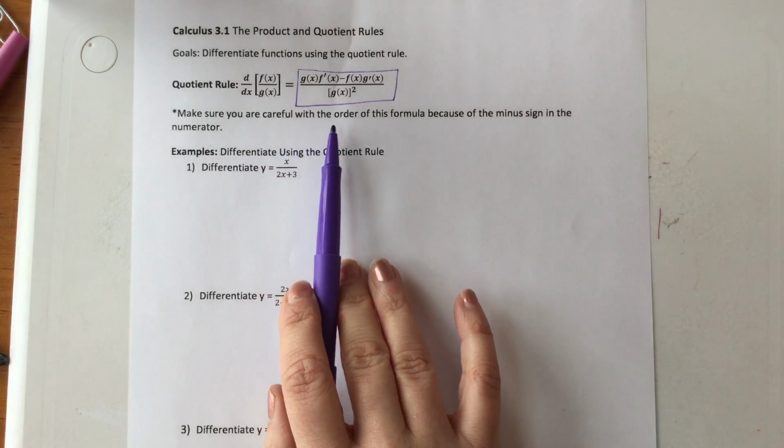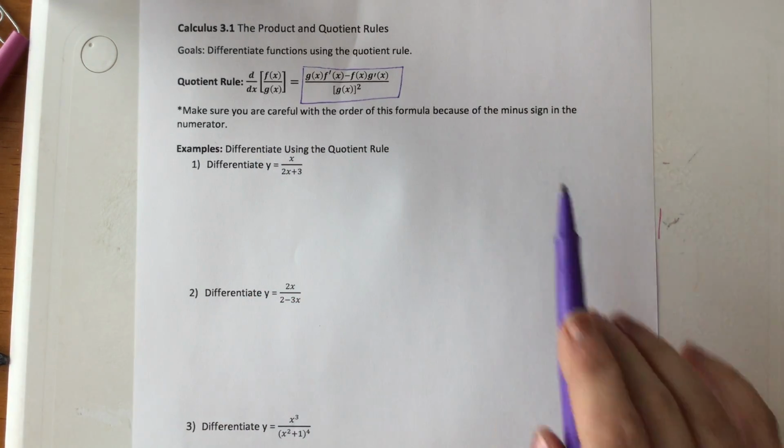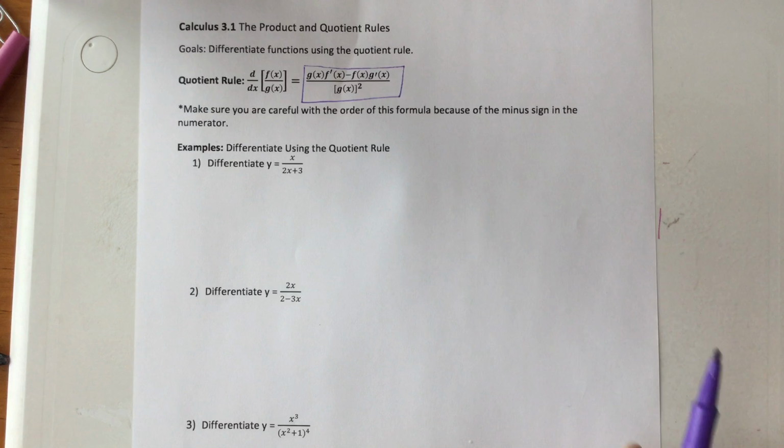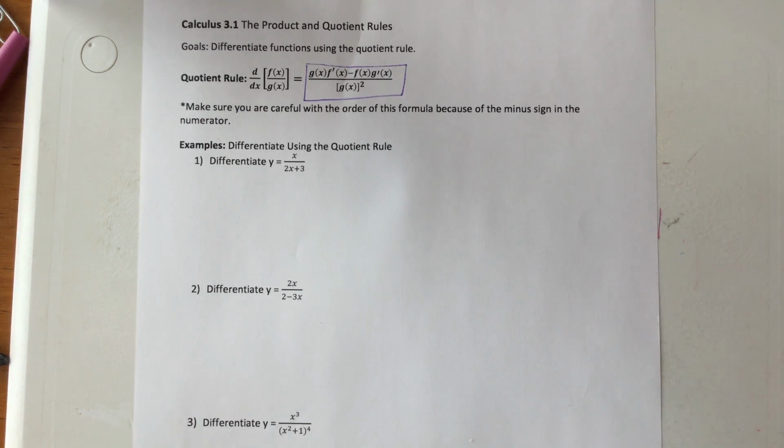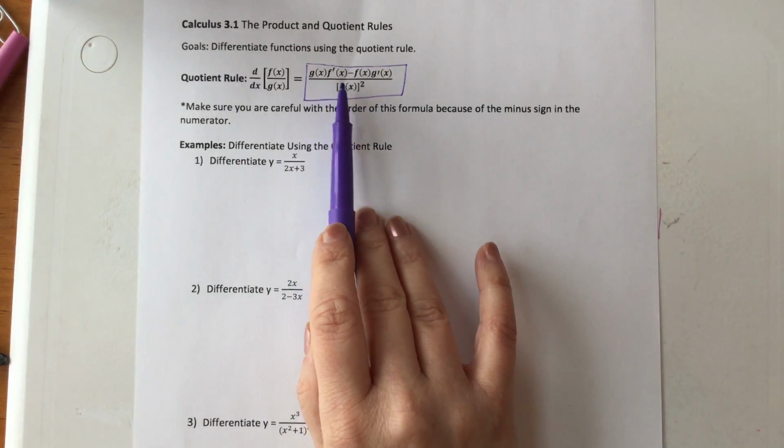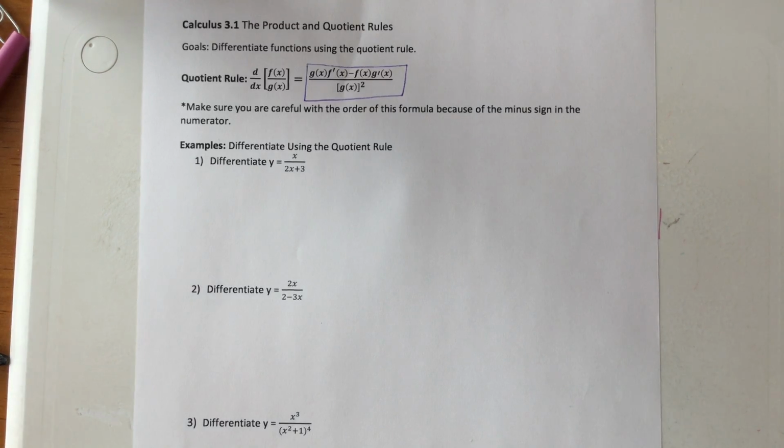Make sure you are careful with the order of this formula because of the minus sign, because you're not adding. With the product rule, if you accidentally switch the order because you're adding, sometimes it ends up working out okay because of the commutative property of addition. Remember, it says you can add things in a different order. Well, this is a minus. There is no commutative property of subtraction. So you have to make sure you're very careful when you are following the quotient formula.